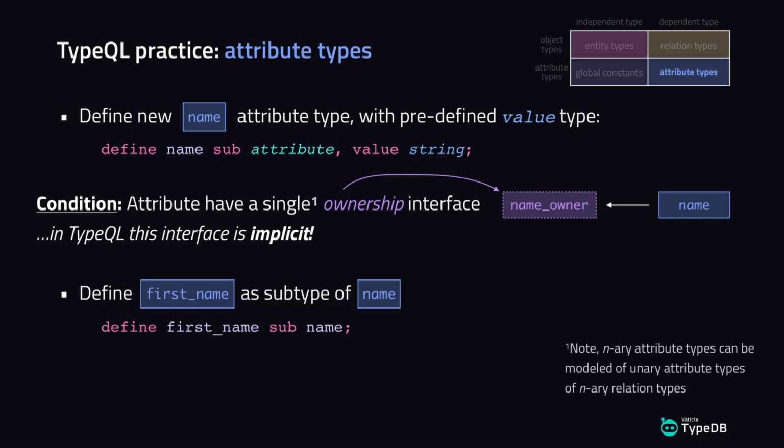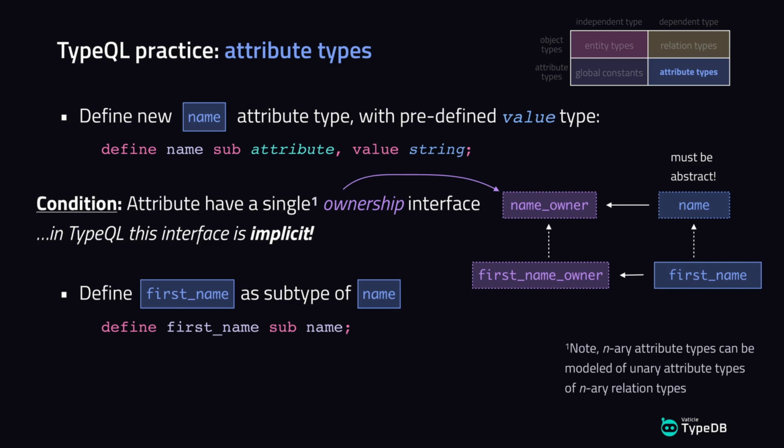What about subtyping? As in the case of entities and relation types, you can subtype attributes, you can organize them in inheritance hierarchies. Exactly the same syntax is used. So you would define, for instance, first name as a subtype of name by writing define first name sub name. Diagrammatically, what happens here is, well, we get a new type, first name, and that can be cast into name. And what happens to the implicit interface is the canonical thing. So the interface will be a subtype of the unique interface of the supertype.